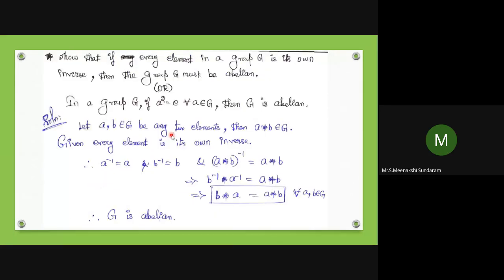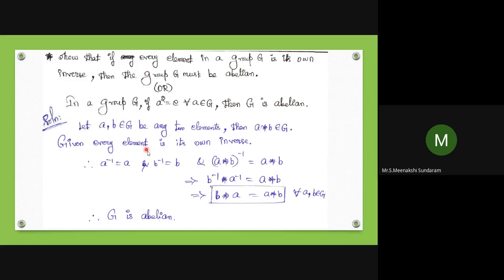In the same question, it can be asked in another way. In a group G, if A square equals E for all A belonging to G, then G is abelian. A square equals E, because if you take A instead of A inverse, A dot A inverse equals identity, that is E. A into A is A square, because we write A in place of A inverse.